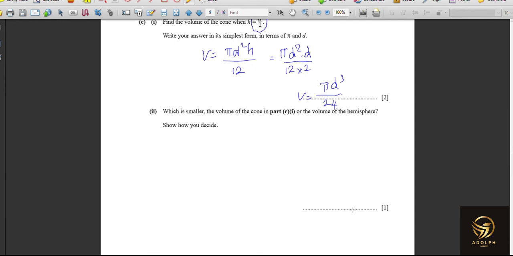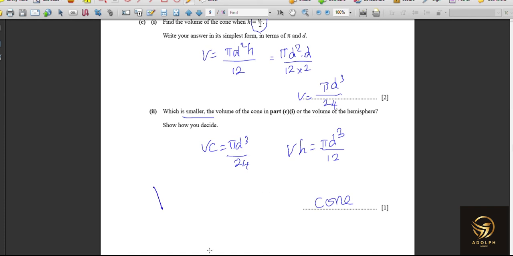Which is smaller, the volume of the cone or the volume of the hemisphere? Volume of the cone is pi d cube divided by 24, and volume of hemisphere is pi d cube divided by 12. We know that the bigger denominator reduces the fractional value, so here we can say that volume of cone is smaller, because they are asking which is smaller.